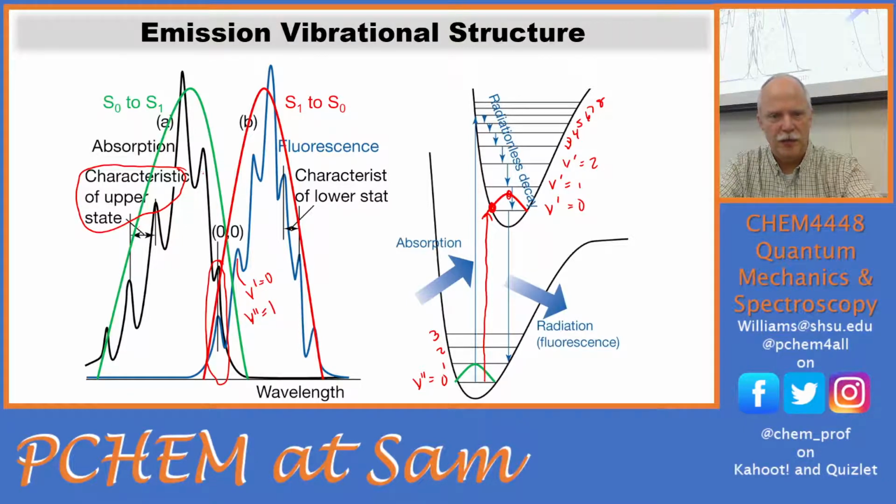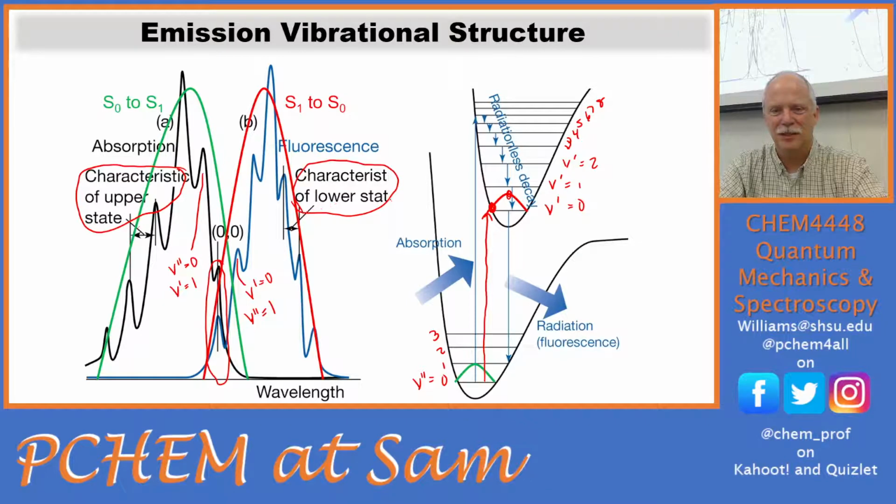So this one is V prime equals 0 to V double prime equals 1. Okay, and this one here is V double prime equals 0 to V prime equals 1. You see, the primes are important, aren't they? Okay, and you'll find that out when we do the iodine lab. It's exactly this. So notice that this vibrational spacing here is characteristic of the lower state, lower electronic state in those lower vibrational states.